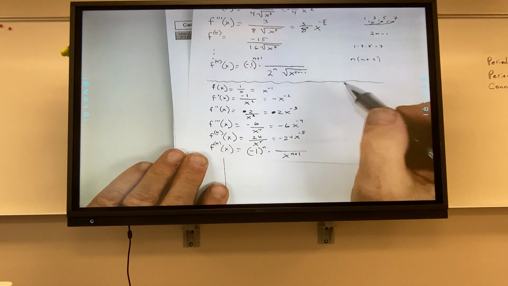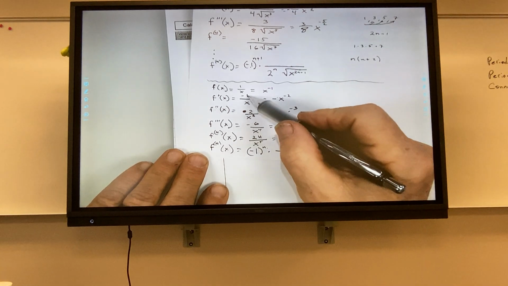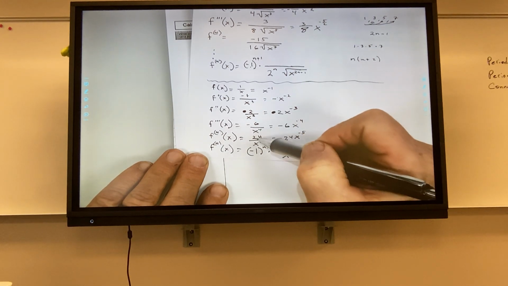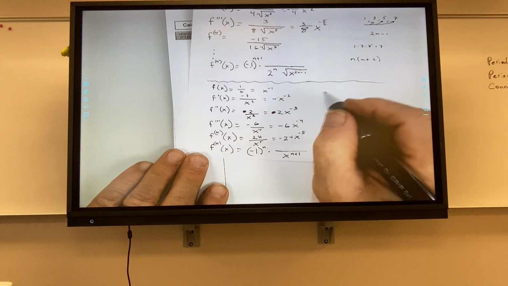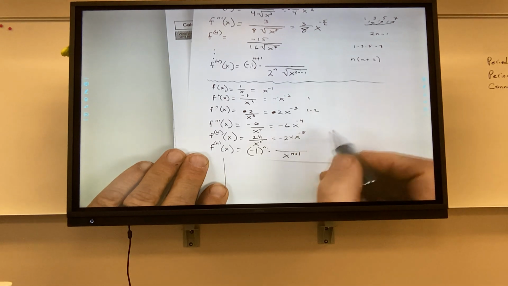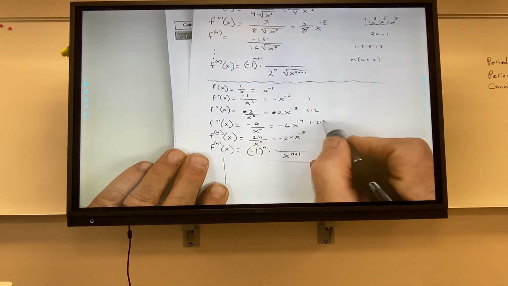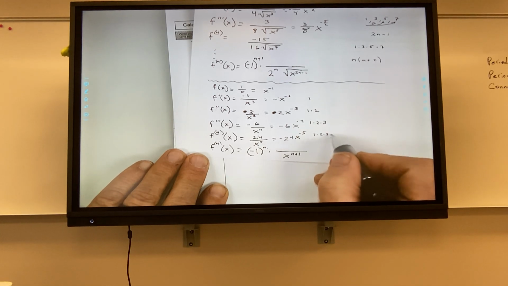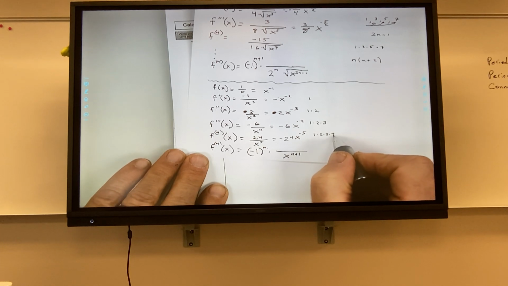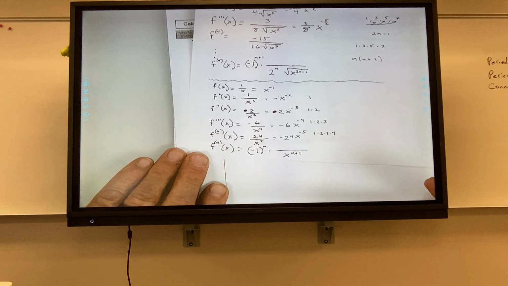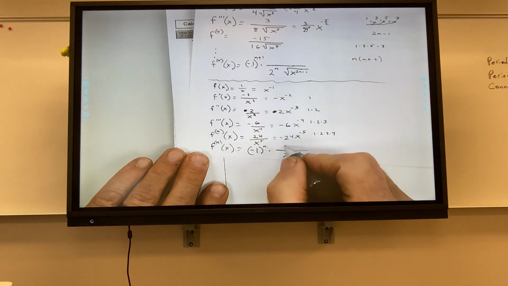Alright, so it's a 1, then it's a 2, then it's a 6, then it's a 24. So this is 1, this is 1 times 2, this is 1 times 2 times 3. Would everybody agree? This is 1 times 2 times 3 times 4. The next one would be 120 because I would take 24 times 5, correct? What is this? Is it n factorial? It's n factorial. Very good.